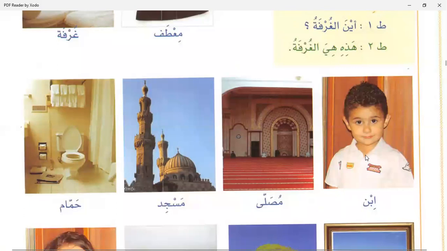Ayn al-Ibn? Haza Ibn. Haza huwa al-Ibn. أين المصلى؟ هذا هو المصلى. أين المسجد؟ هذا هو المسجد. أين الحمام؟ هذا هو الحمام. Now Miss Amina Krasha and Miss Adiyat will.